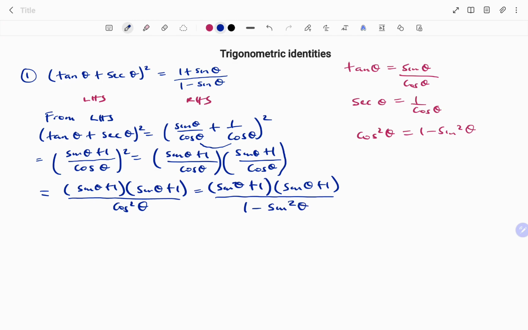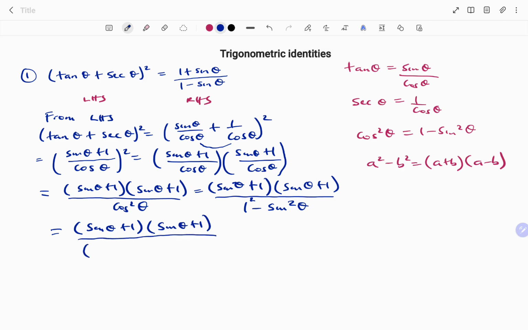The 1 here, we change it to 1 squared because 1 squared is also 1. We want to use the difference of two squares, which says a squared minus b squared, if we factorize, equals (a plus b)(a minus b). In this example, our a is 1 and our b is sine theta. So if we change that at the bottom, we still have (sine theta plus 1) multiplying (sine theta plus 1) at the top. With the difference of two squares at the bottom, we have (1 plus sine theta)(1 minus sine theta).